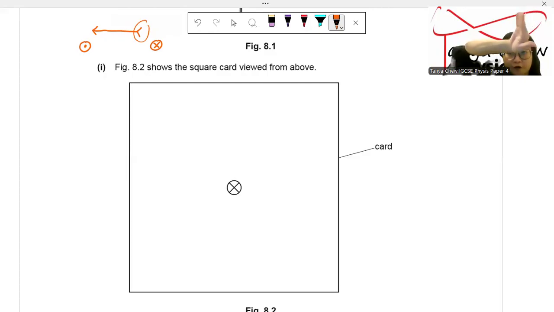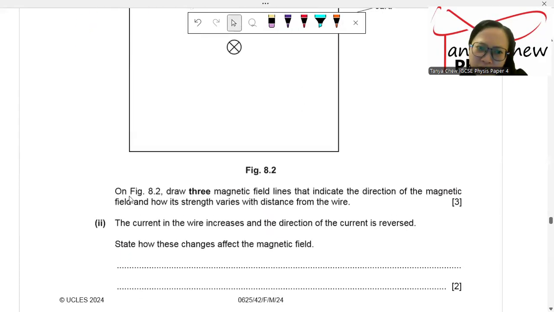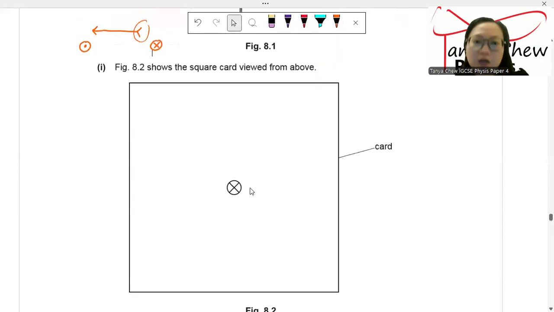Where are your 4 fingers? Your 4 fingers will grip in this direction, which is clockwise direction, right? So we get that direction. All we need to do is just to draw the magnetic field. So how many magnetic fields do we have to draw? 3. Fine. The magnetic field that is close to the current carrying wire will be larger.